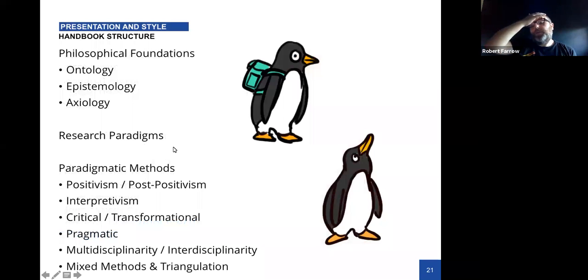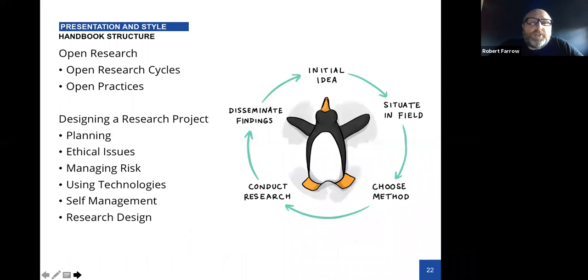So let me just take you through the structure that we have briefly. So we go through these philosophical foundations. We talk about different research paradigms and what they mean and how they differ from each other. And we go from there to talking about the paradigmatic methods associated with particular research paradigms, such as positivism, interpretivism, and so on. And we don't try to answer every last question about these things. It is intended as an introductory text and a way into it.